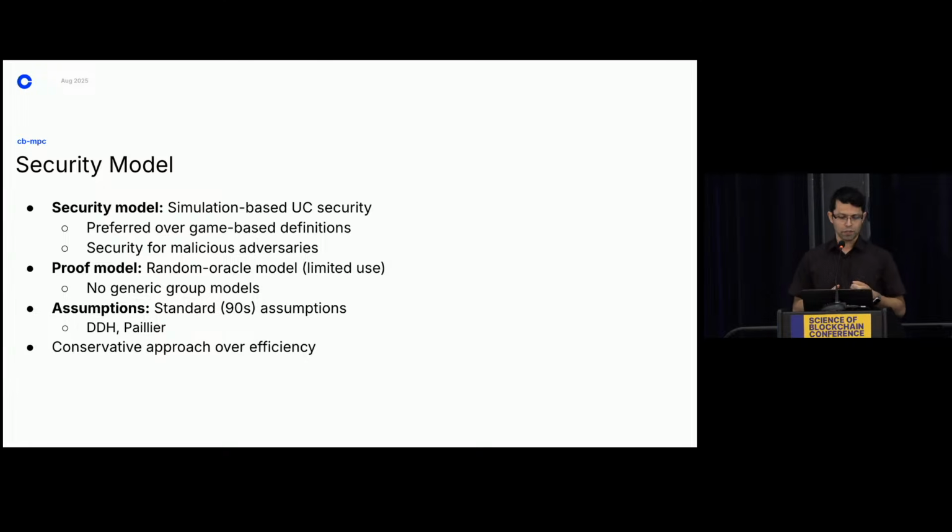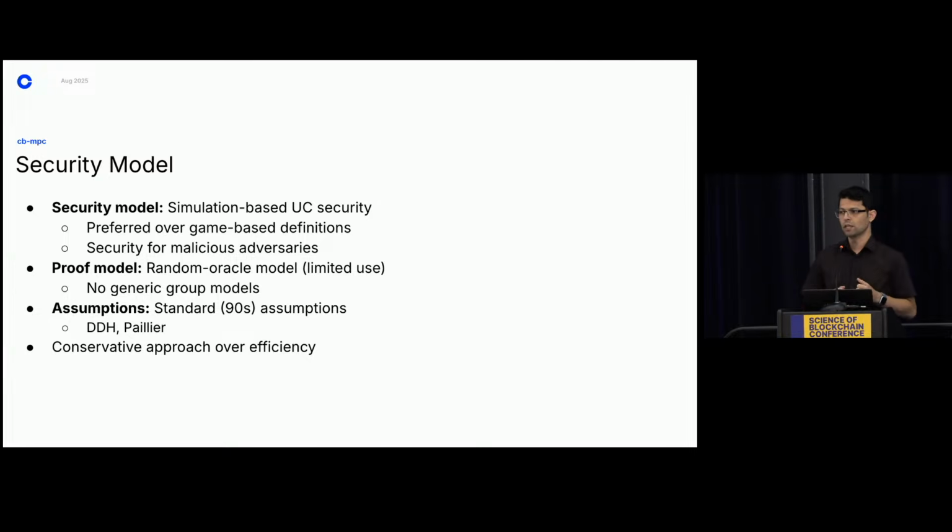For our proof model, we use the random oracle, but we try to limit its usage to, for example, things like commitment or non-interactivity for Fiat-Shamir. We do not use a generic group model.